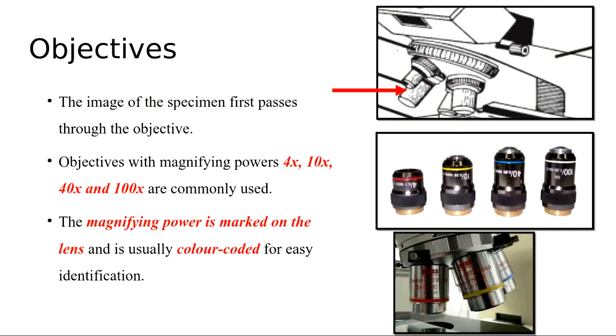Then objectives, I have told you they come in 4 different colors. 4x is red, 10x is yellow, right? 40x is blue, and 100x is white in color. So they are 4 in number.